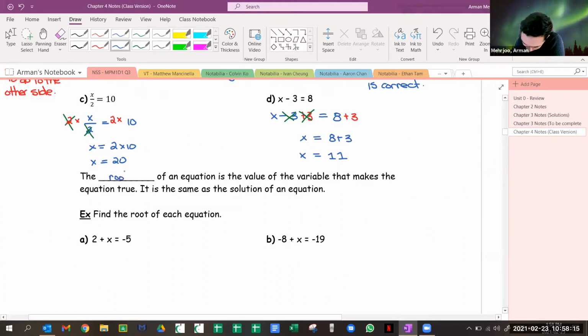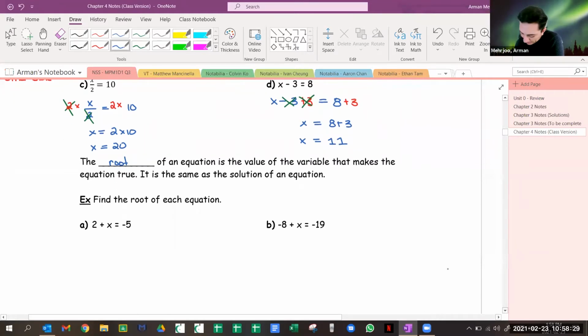The root of an equation is the value of the variable that makes the equation true. It is the same as the solution of an equation. So they give us a couple of examples here. They say find the root of each equation. I have 2 plus x equals negative 5. Does anybody have a suggestion for what I should do to get x all by itself?